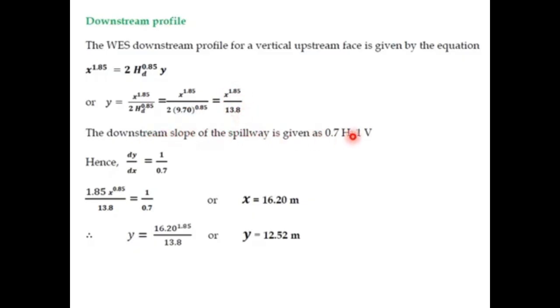However, the downstream slope is 0.7 horizontal to 1 vertical, so differentiate this. Differentiating, we get 1.85 x to the power of 0.85 divided by 13.8 should be equal to 1 by 0.7. So we get the value of x, which is 16.2 meters, and the corresponding value of y by substituting 16.2 here.